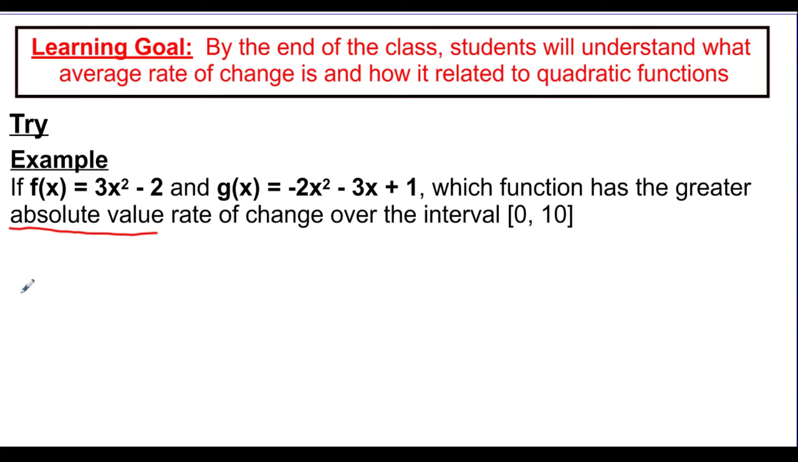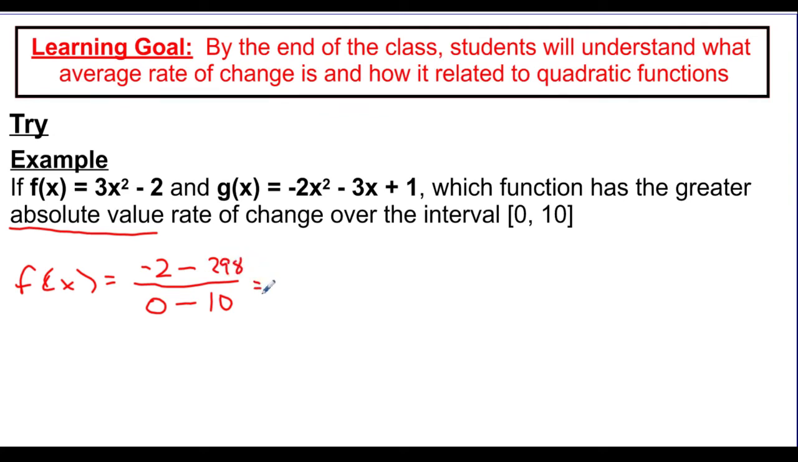For f of x, this is almost the exact same thing as the last problem. The interval goes from 0 to 10, so I'm going to do 0 minus 10. That's the x value change. And the y's are going to be, when I plug a 0 into f of x, I get 0 minus 2, which is negative 2. So I just plugged the 0 in, simplified it, and subtracted 2. Okay, and then I'm going to do the same thing for 10. When I plug in a 10, I get 10 squared, which is 100, times 3, which is 300. 300 minus 2 is 298.